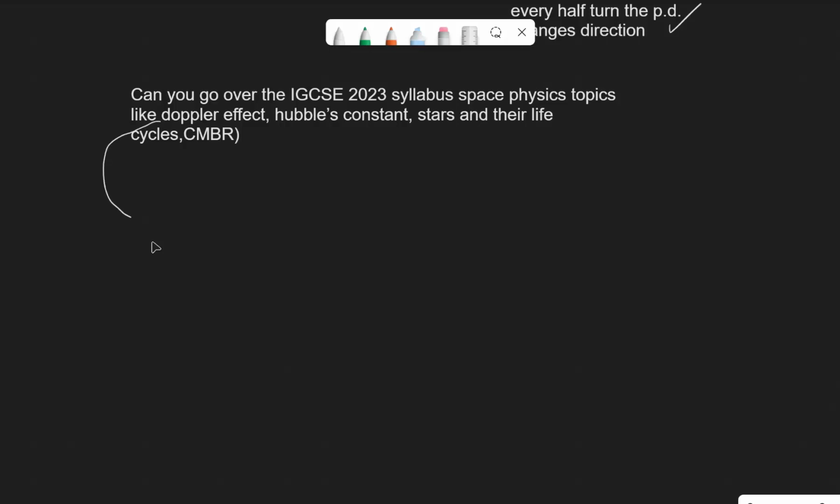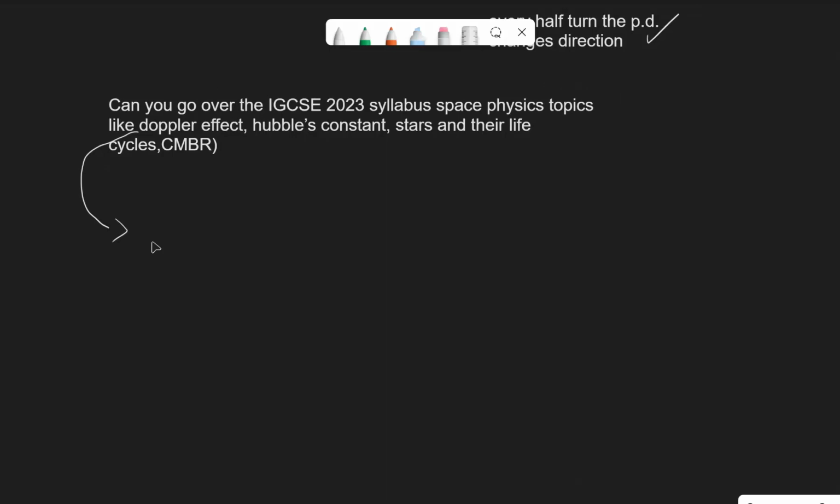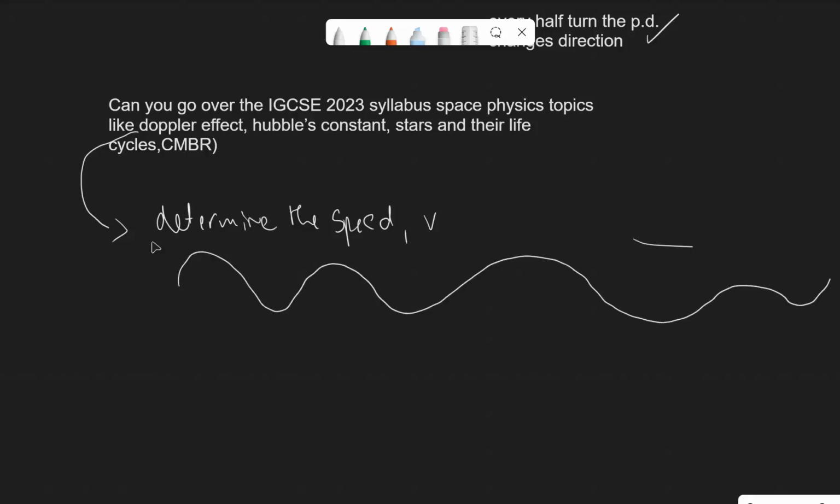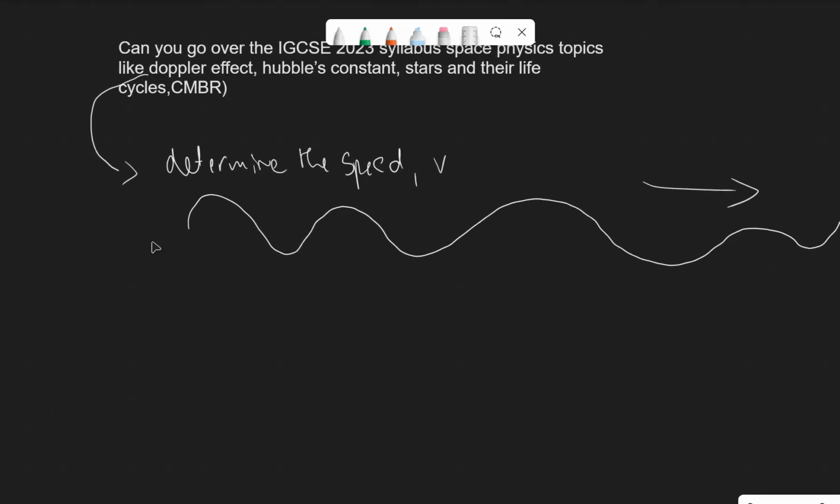You guys don't actually need to know the equation of the Doppler effect, but it is a method of determining the speed of distant galaxies. So using the Doppler effect, we can determine the speed, let's call that V, of distant galaxies. The Doppler effect actually tells us that wavelengths are stretched if things are moving away from us. Imagine you're holding a slinky and creating a wave and then running back. Actually, don't do that, that's dangerous. And then the wave will get stretched.